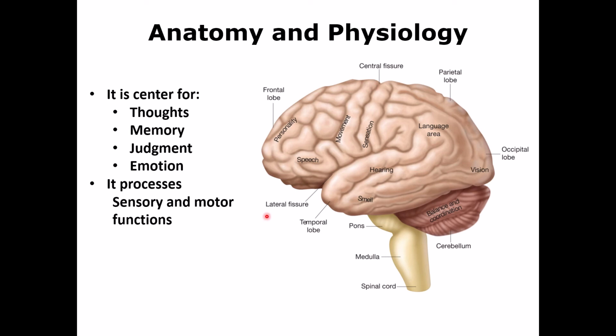There's another one. This is the lateral fissure or lateral sulcus, which is this one, and that separates the temporal lobe from the frontal lobe and the parietal lobe. There is also another one here, located most posteriorly. That is called the occipital lobe. So these lobes have different functions.